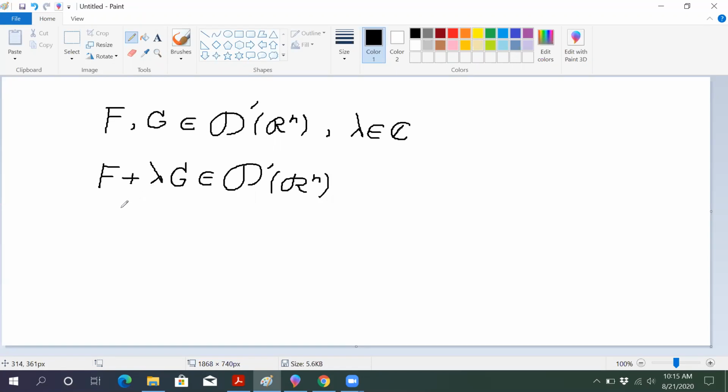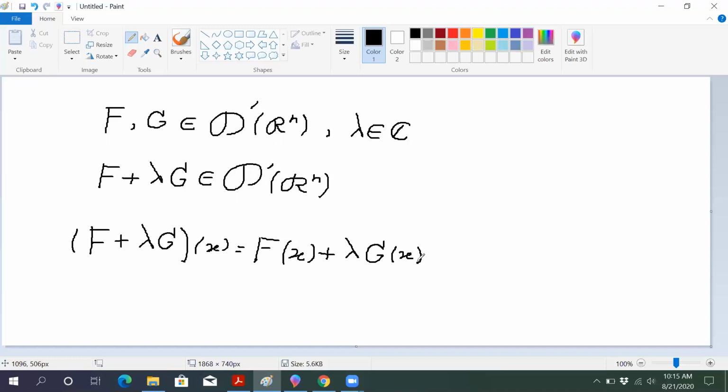But how do you define F plus lambda G? It's defined pointwise, just like ordinary functions. F plus lambda G at x is defined to be F(x) plus lambda G(x). That's it. So when we say the set of distributions with pointwise operation is a vector space, it means simply that if F and G are two distributions, F plus lambda G is also a distribution, defined pointwise.